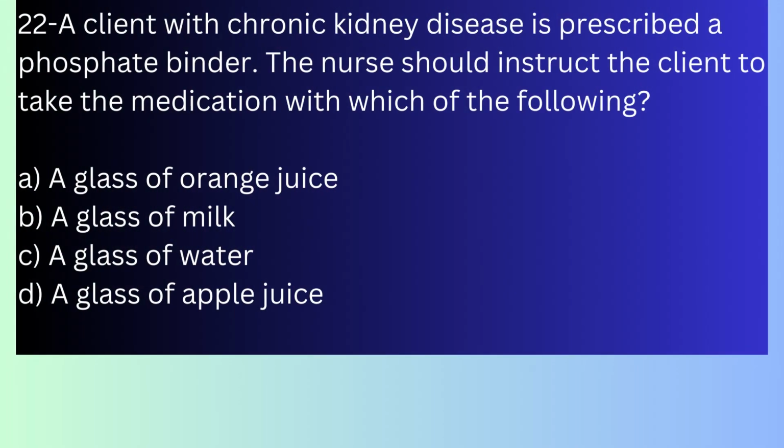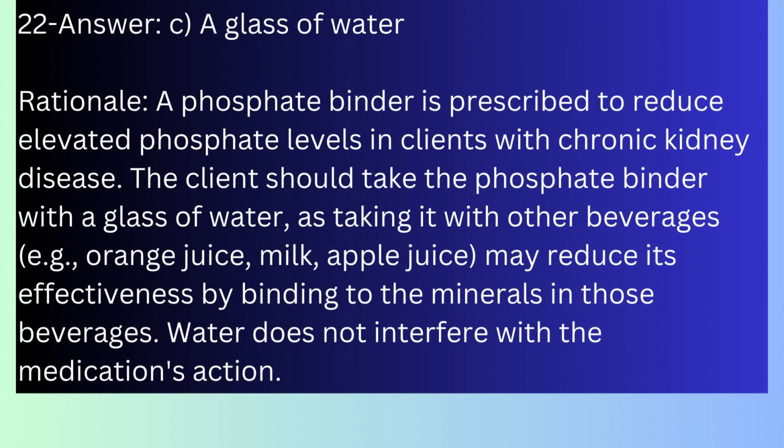Question 22. A client with chronic kidney disease is prescribed a phosphate binder. The nurse should instruct the client to take the medication with which of the following? A. A glass of orange juice. B. A glass of milk. C. A glass of water. D. A glass of apple juice. Answer. C. A glass of water.